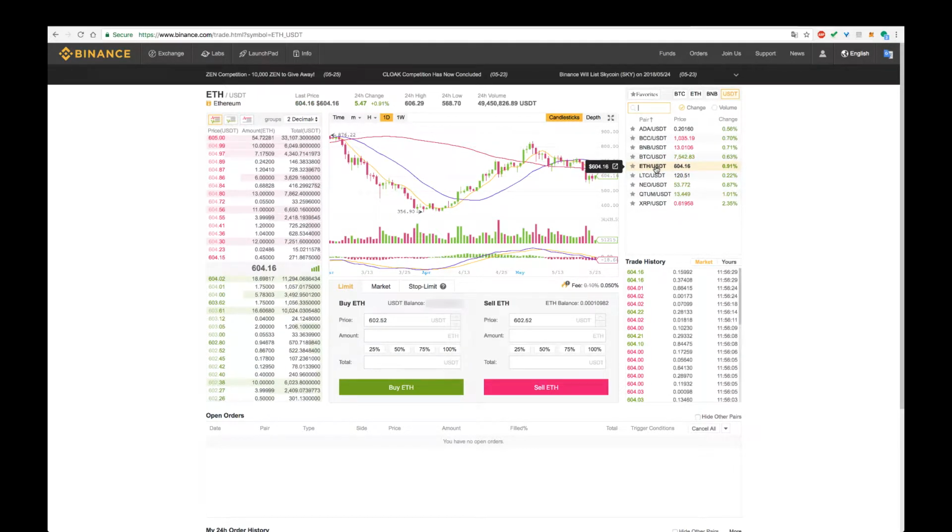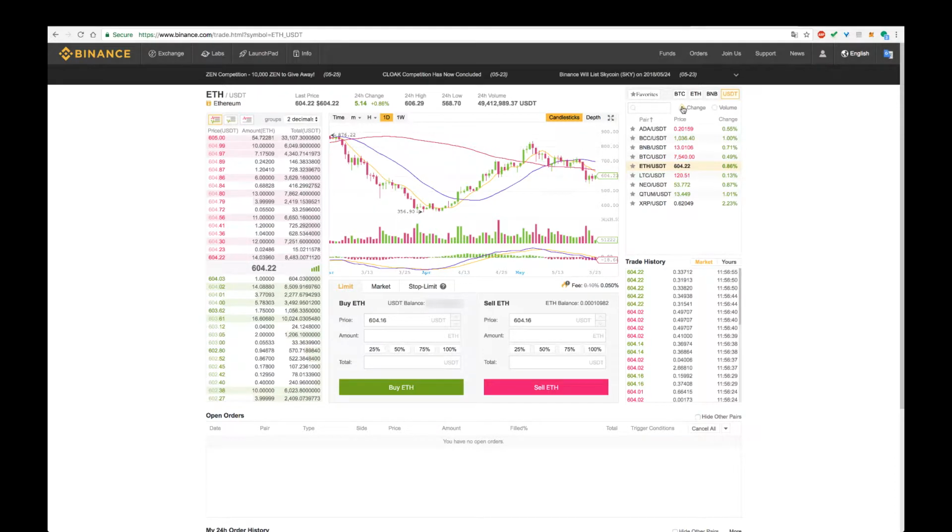Okay, so if I select Ethereum versus USDT, that updates the rest of the screen to interact with that trading pair. Notice it up here, Ethereum versus USDT. Given that I've chosen USDT, this is in dollars, or something very, very close to dollars. So this is more what we're used to in the stock market.